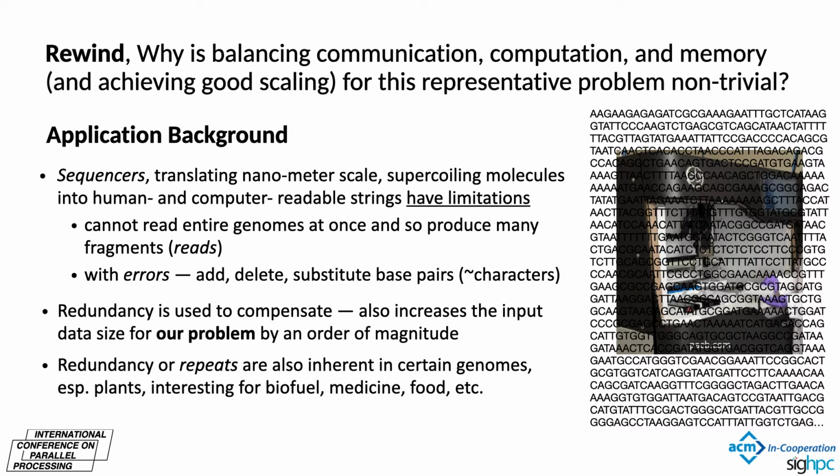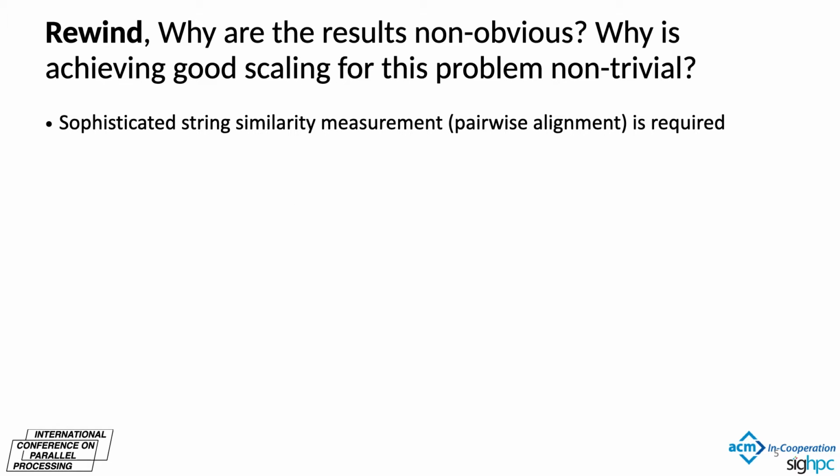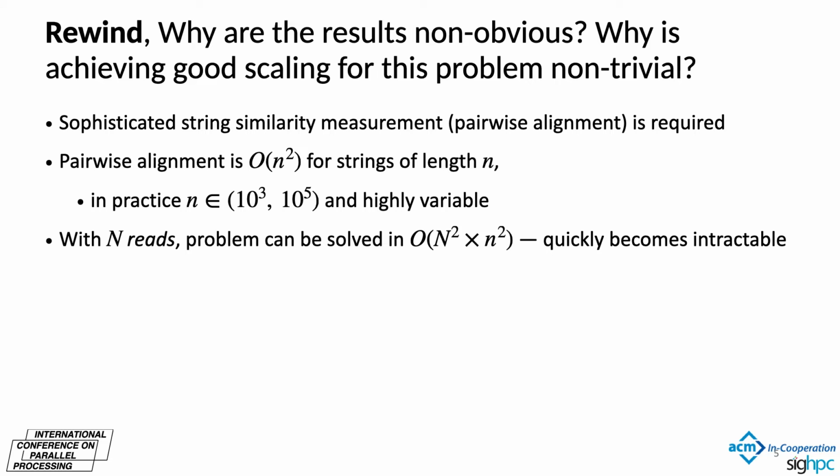Further, redundancy or repeats are inherent in many genomes, especially in plants, which are interesting to research on biofuels, medicines, and so on. So, sophisticated string similarity measurement, in this case pairwise alignment, is required to compute which subsets of input strings came from the same place in the sequenced genome. Pairwise alignment, in general, is O(l²). With n reads, the whole problem can be solved in O(n² · l²) via a big all-to-all, and quickly becomes intractable for large and growing data sizes.